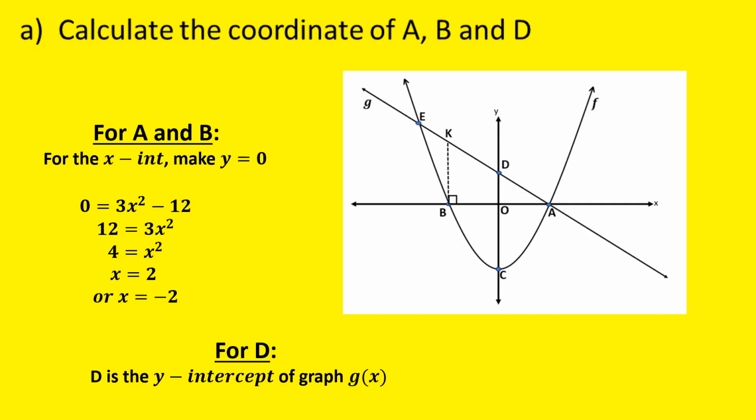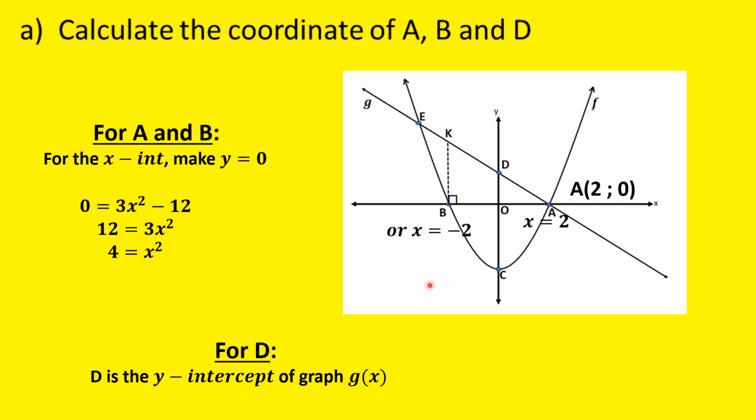Okay, all right, so now they say to you, calculate the coordinates of A, B, and D. So for A and B, for the x-intercept, we're going to make y 0. So 0 is equal to 3x squared minus 12. So your answer is either a positive 2 or a negative 2. When I insert that, I can see that the A value is on the positive side and the B value is on the negative side of x.